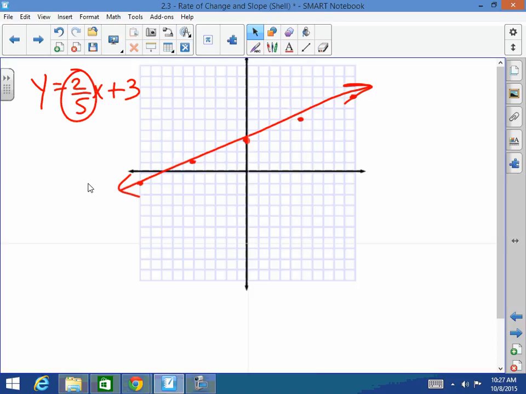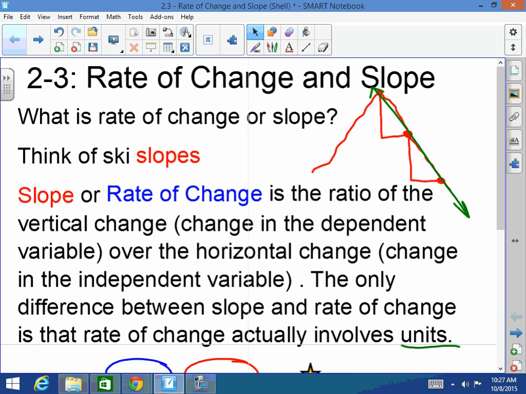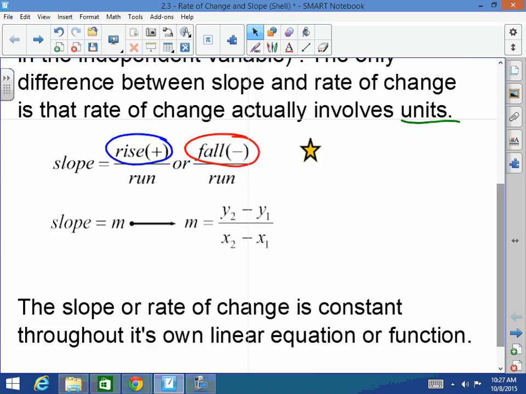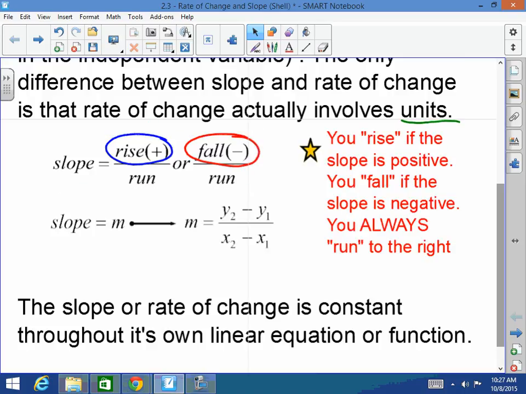Let me focus now on slope, please. Okay, so again, slope is the rise over run or fall over run, and it's y2 minus y1 divided by x2 minus x1. If it's positive, you're rising. If it's negative, you're falling. And you always run to the right unless going backwards.